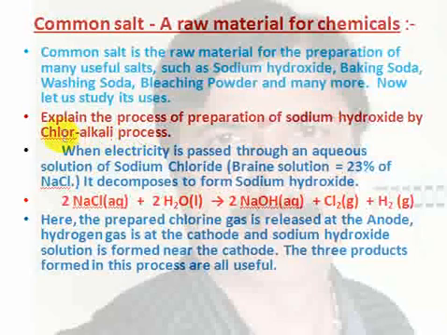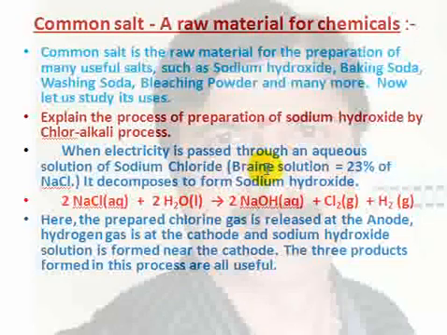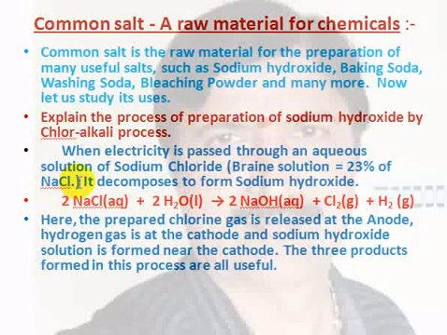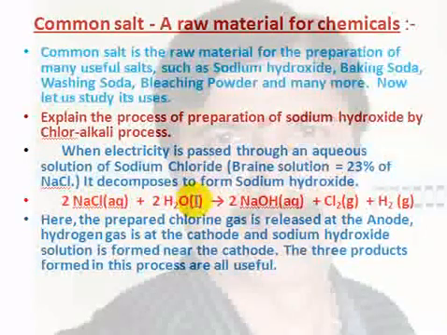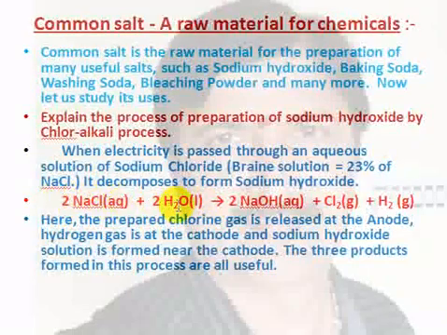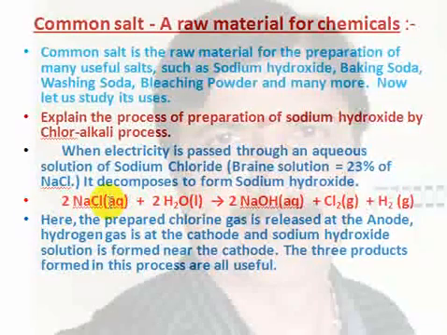So in the chlor-alkali process, there is an electric cell. In the electric cell, there are two electrodes. In that electric cell, we are going to take brine solution, that is 23% sodium chloride solution, and we are going to pass electricity through the aqueous solution of sodium chloride. So we have taken sodium chloride and dissolved it in water. This is the brine solution. If you prepare a 23% solution, then it is called brine solution.